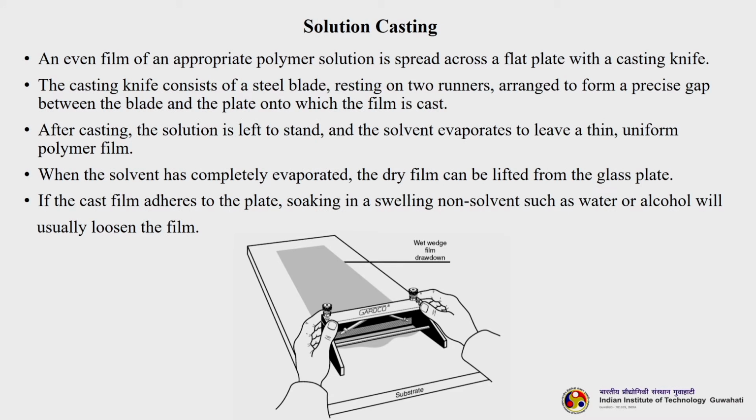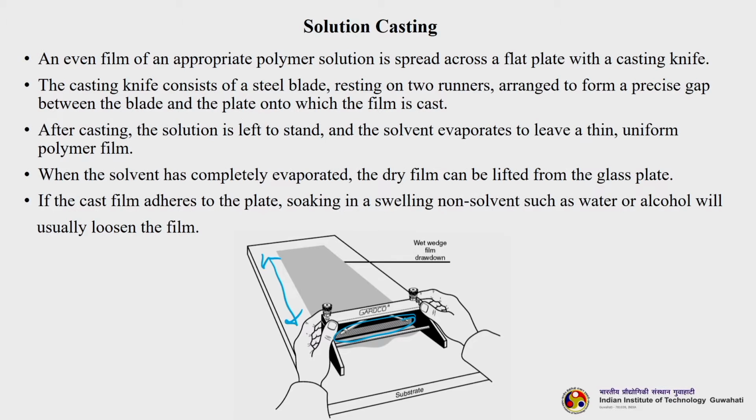So, you can see actually how thick a dense, non-porous membrane is. Solution casting is one of the easiest ways, a very crude way actually, and we can do it on a lab scale. So, what is done in this is that a film of an appropriate polymer solution is spread across a flat plate with a casting knife. Please look at the figure now. So, this is the casting knife, okay. And this is the film, right.